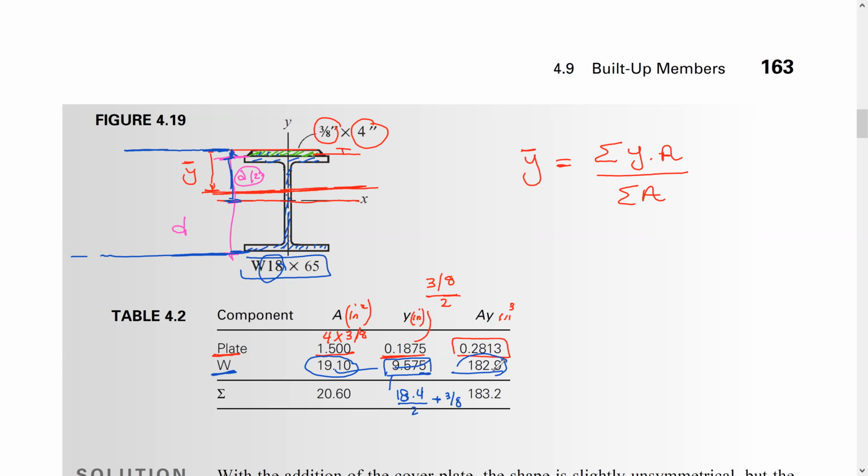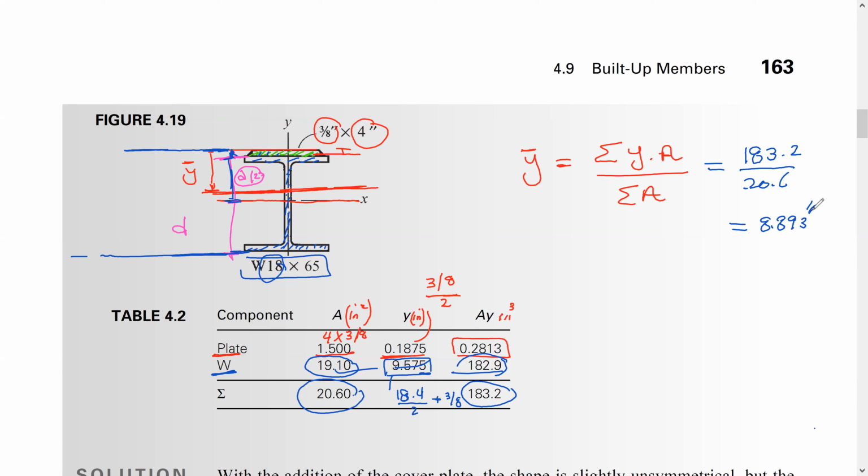Do summation right now. So this one is 183.2 divided by 20.6, which is here, guys. So this one is 183.2 divided by 20.6, and this one is going to be 8.93 inch. And it does make sense.